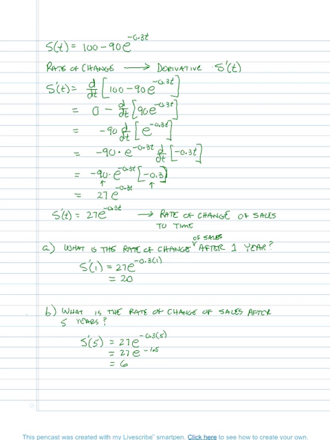Okay, so in part A, understand what this is saying: after 1 year, sales are changing at a rate of 20,000. Remember, because S is in thousands of computers. 20,000 computers per year, which means the sales are increasing. After 1 year, they're increasing at a rate of 20,000. The sales are increasing at a rate of 20,000 computers per year.